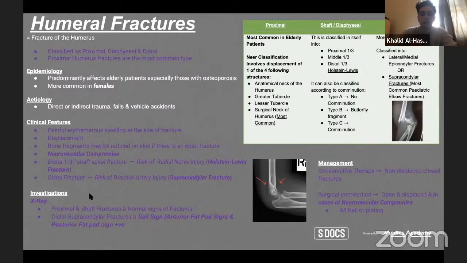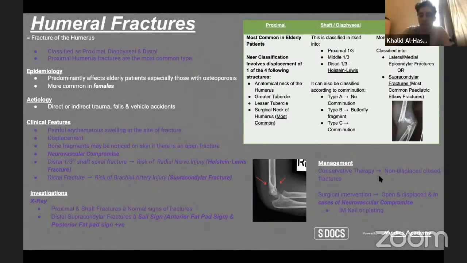So the investigation of almost every fracture is always an X-ray. The proximal and shaft fractures have normal signs, whereas a distal supracondylar fracture generally tends to follow something called a sail sign, which is shown here, an anterior fat pad sign and a posterior fat pad sign. If you zoom in on the picture shown here, what you'll see is that there are black opacities in front of and behind the elbow. These represent the anterior fat pad and the posterior fat pad.